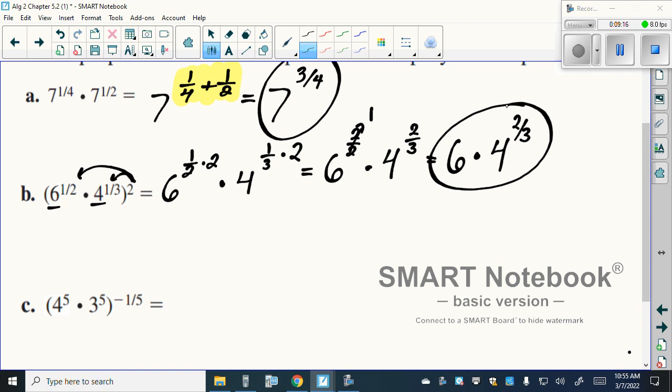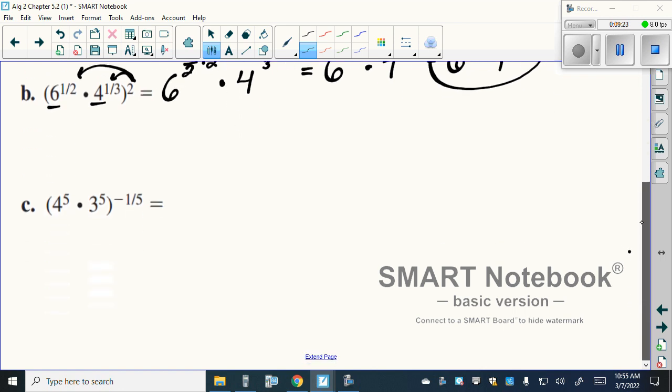Any other questions on any of this here? All right, let's look at the last one on the set of 3. We have 4 to the 5th times 3 to the 5th, all of this to the negative 1/5.